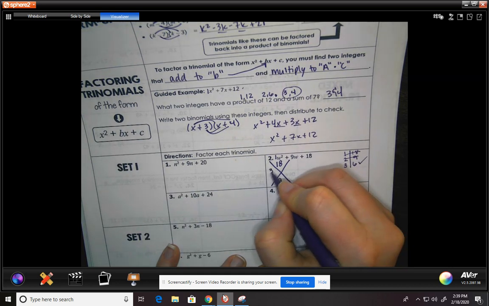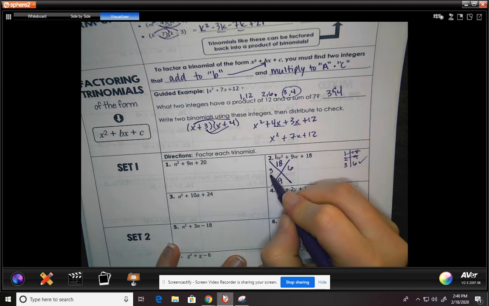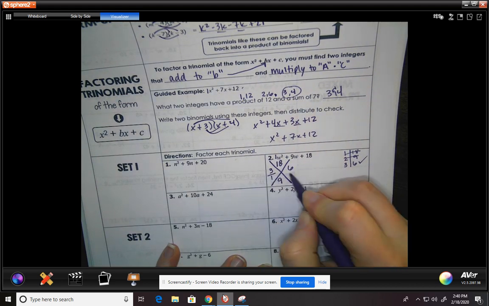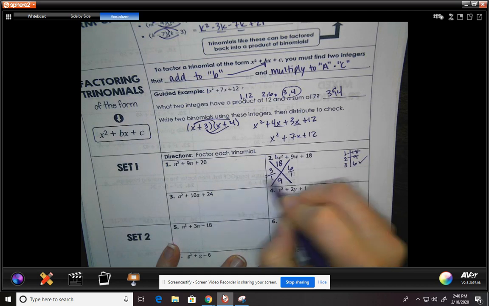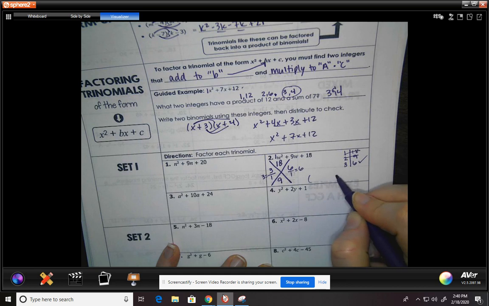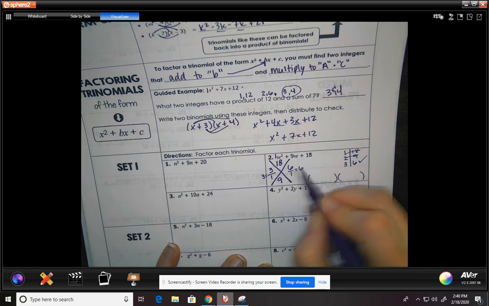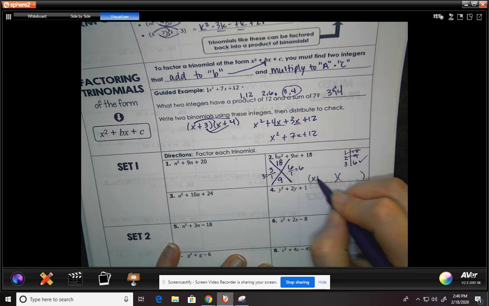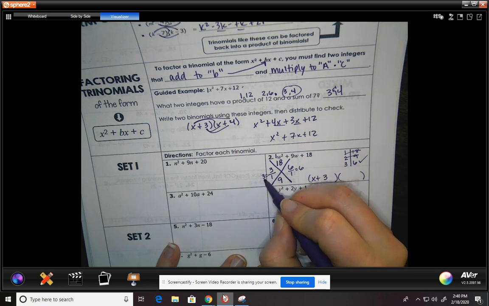So I put 3 here and 6 here. If you notice, I put them up a little bit higher, because the next step after you do that is to always divide by that first coefficient, which is a 1. So 3 divided by 1 is 3, and 6 divided by 1 is 6. To write your answers, since you have whole number answers, you're going to do x plus 3 because this became a whole number, and x plus 6 because that became a whole number.